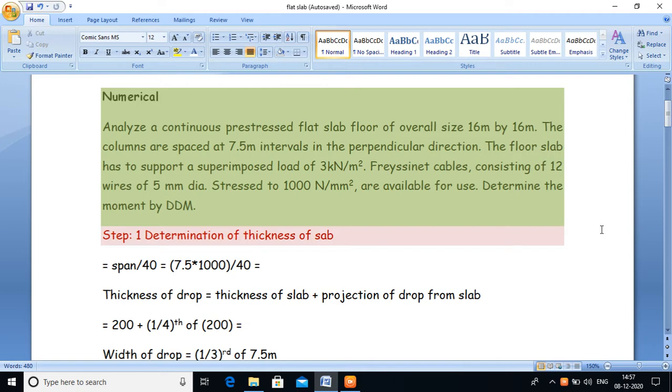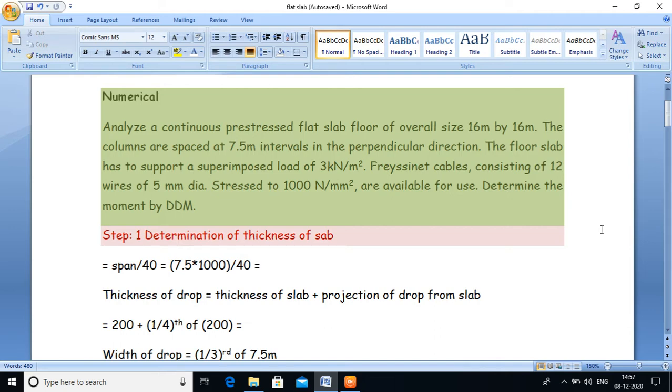In today's session we are going to cover the analysis part of pre-stressed flat slab. In the last lecture we discussed what is meant by flat slab, what are the different types of it, the advantages and disadvantages of flat slab, and the design procedure. That means how to get the dimensions of the flat slab, how to analyze, and what is the procedure of analysis. So everything we have covered in the first lecture.